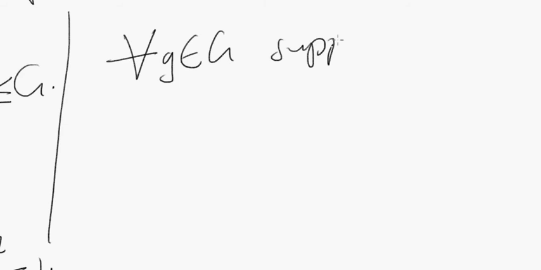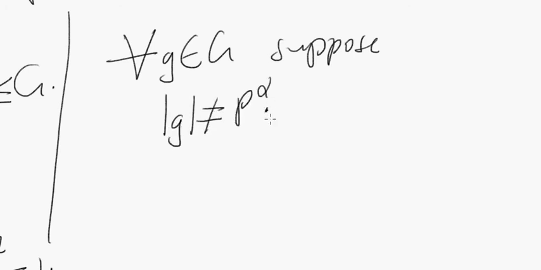So let's suppose instead, for contradiction, that for all g in G, the order of g never equals p^α times L, for any L divisor of M.